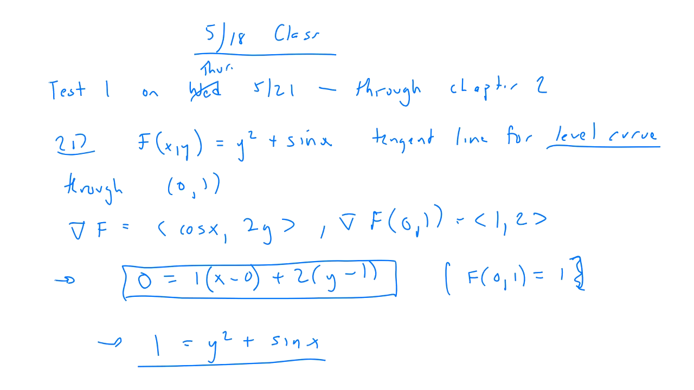If I didn't leave the level curve, so if I just said find the tangent plane at the point 0, 1, then I would still get the gradient, but then I would use the 1, and then I would use something like z is equal to 1 plus 1 times x minus 2 times y minus 1, which gives us the extra dimension to make it a plane instead of a line.